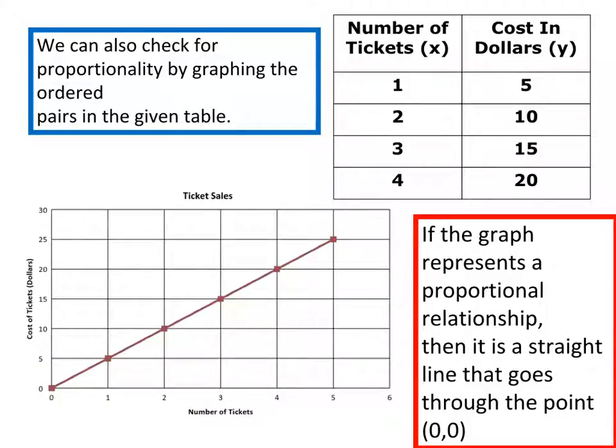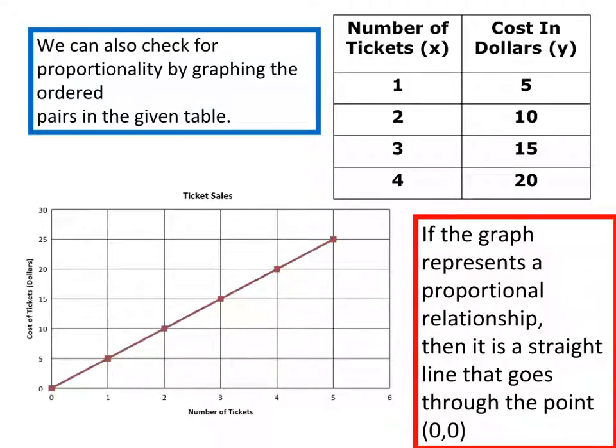My first ordered pair is x is 1 and y is 5. The second ordered pair, x is 2, y is 10. The third ordered pair is x is 3, y is 15. And the last one, x is 4 and y is 20.